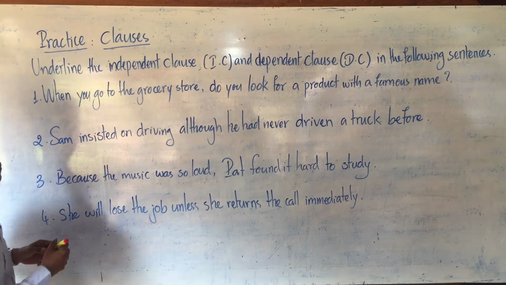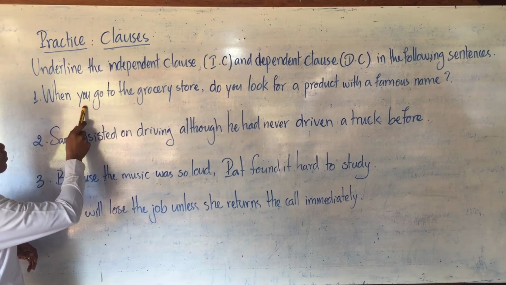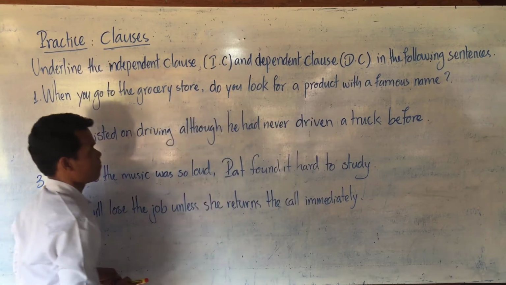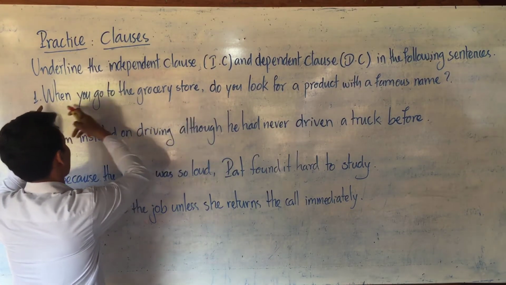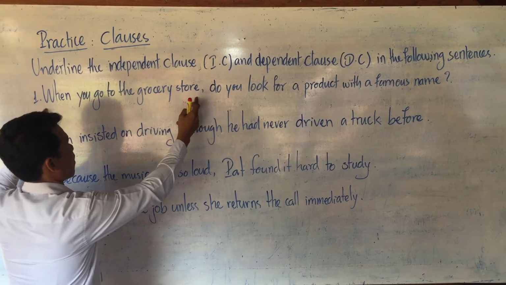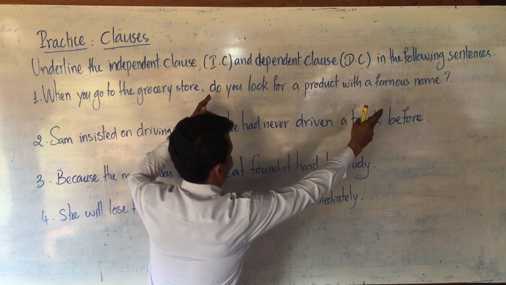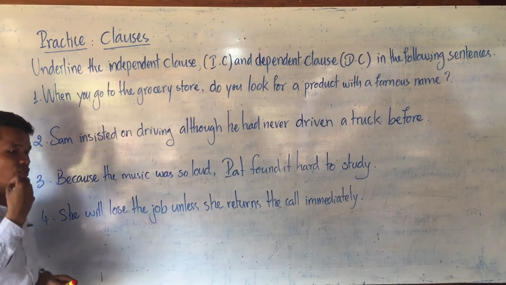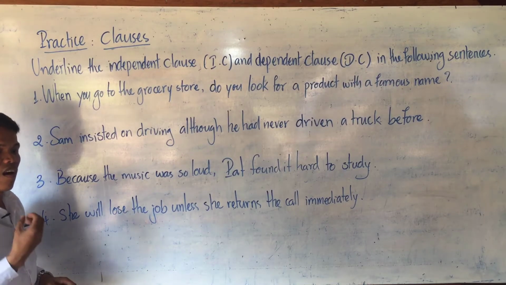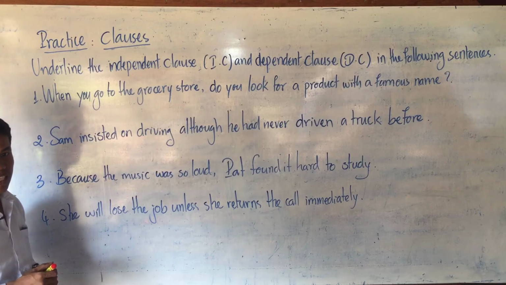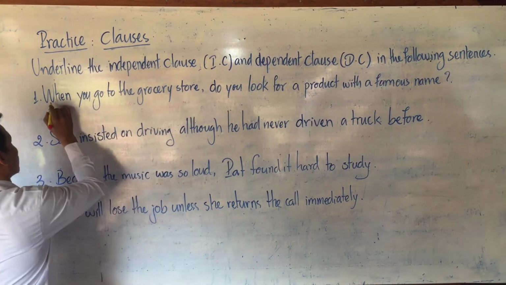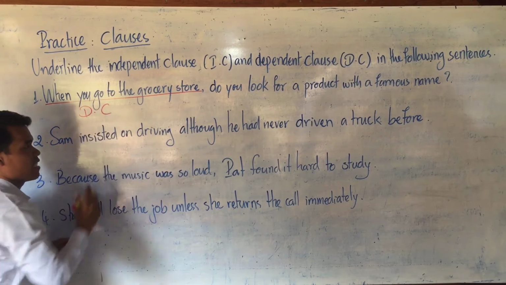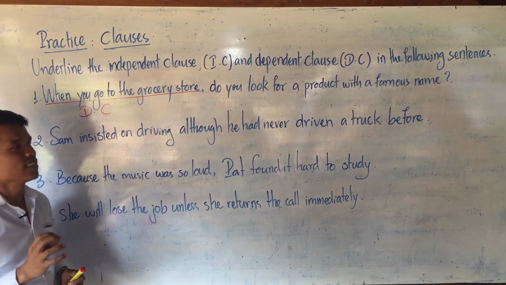Look at the practice with me. Number one, when you go to the grocery store, do you look for a product with a famous name? You can see from the beginning of the sentence to the comma here is one clause, and after the comma to the famous name is another clause. So, what is when? When is a subordinator. According to the definition of a subordinate clause or dependent clause, it begins with a subordinator. So, from when to the comma here, what is it called? DC or IC? It is DC. DC has another name, called subordinate clause.